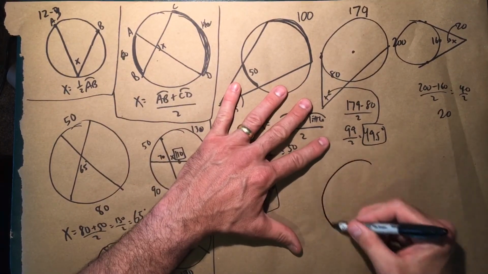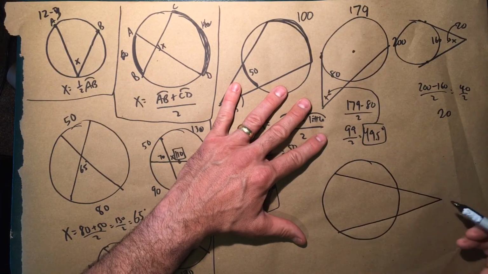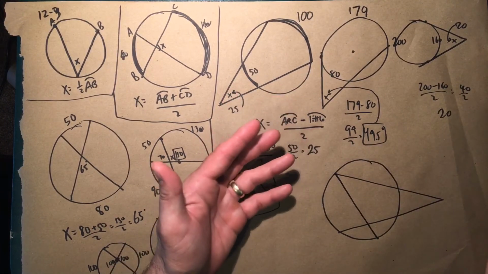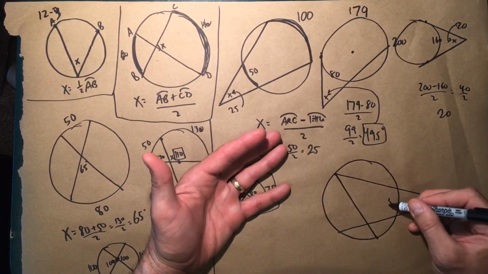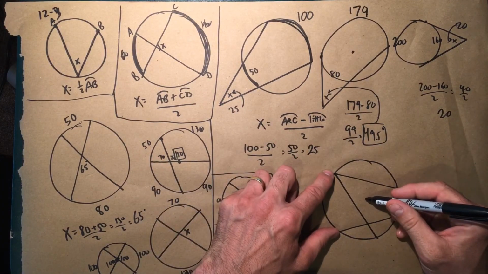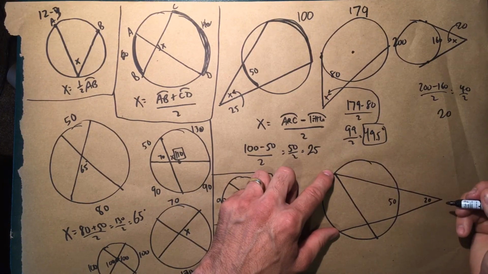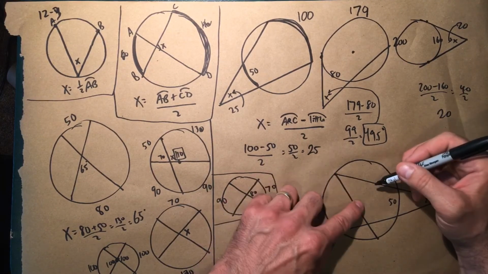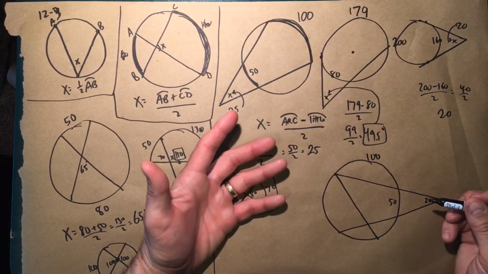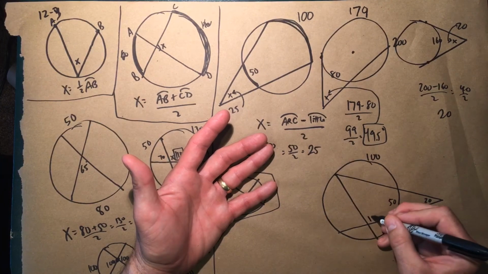So there's one more finale here. There's all sorts of things they could do here. They could say, hey, here's an outside here, and then here's something weird like this. Okay? And they say, this is 50. This is like 20. And this guy here is like 100. Okay, let's see if we can do this. And they want to find X.